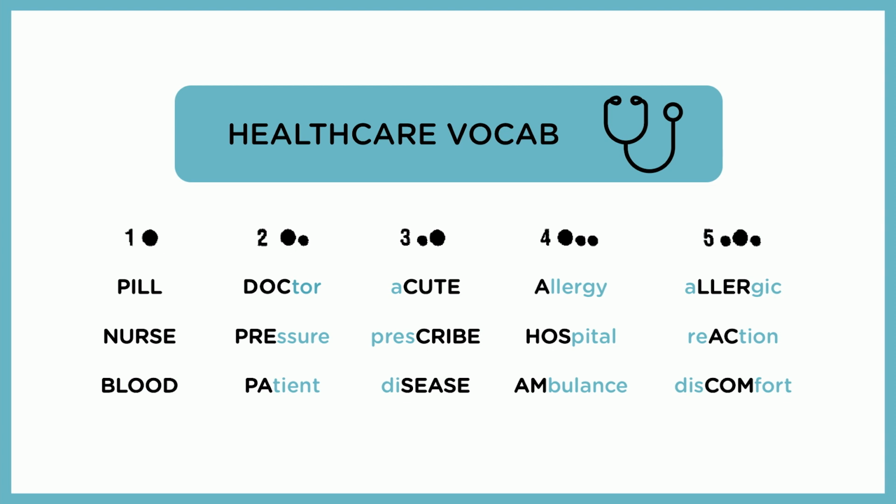Column 3, we're reversing the pattern now to the 2nd syllable. Acute, prescribe, disease. 4th column, 3 syllables. Allergy, hospital, ambulance. And then 5th column, the stress is in the middle. Allergic, reaction, discomfort.